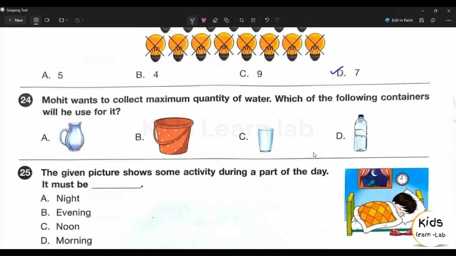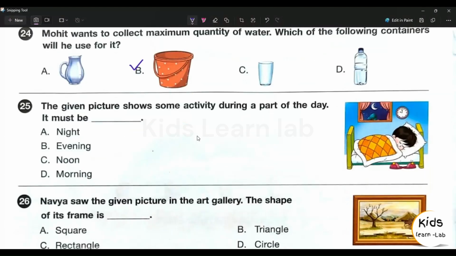24th question, Mohit wants to collect maximum quantity of water. Which of the following containers will he use for it? So, jug and glass bottle have least capacity to hold water. So maximum quantity of water can be held by bucket. So option B is the right answer.